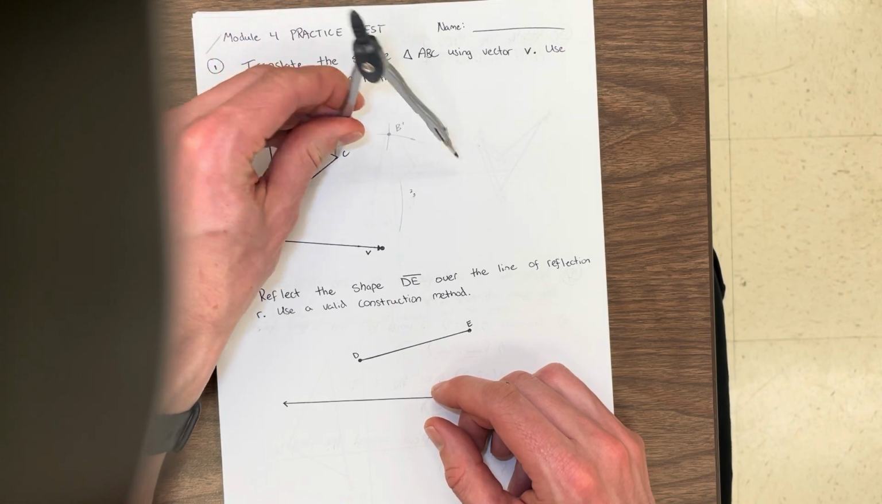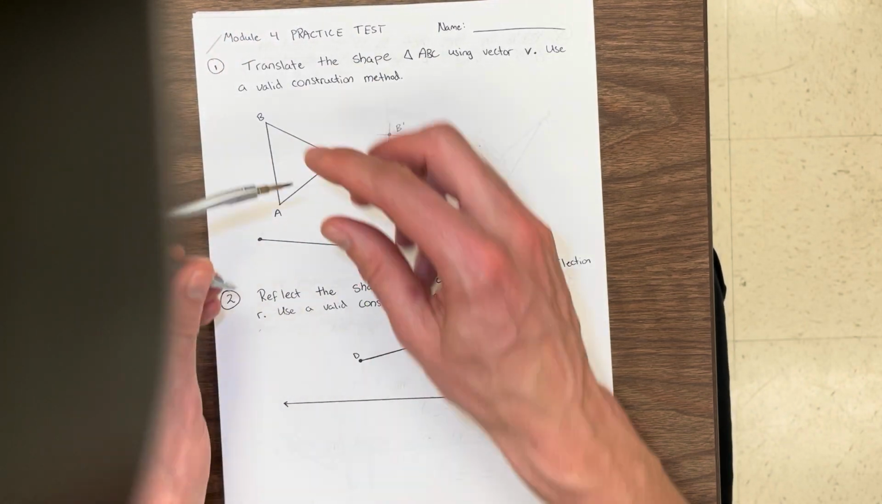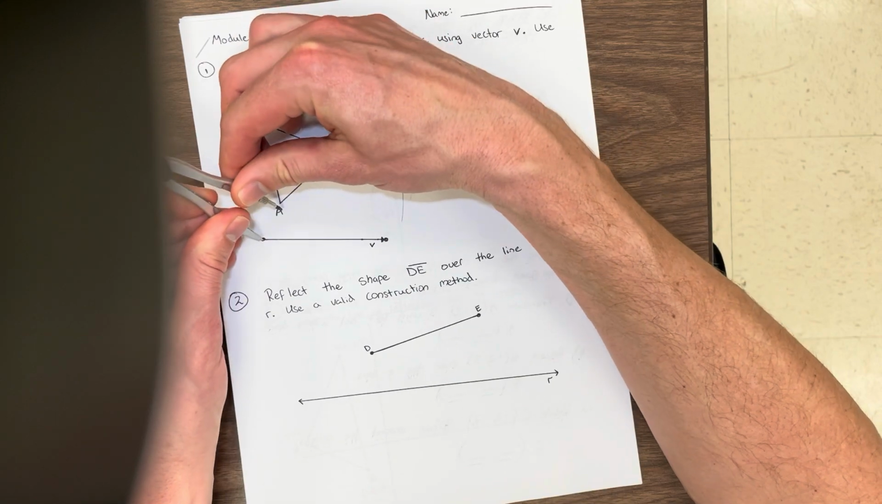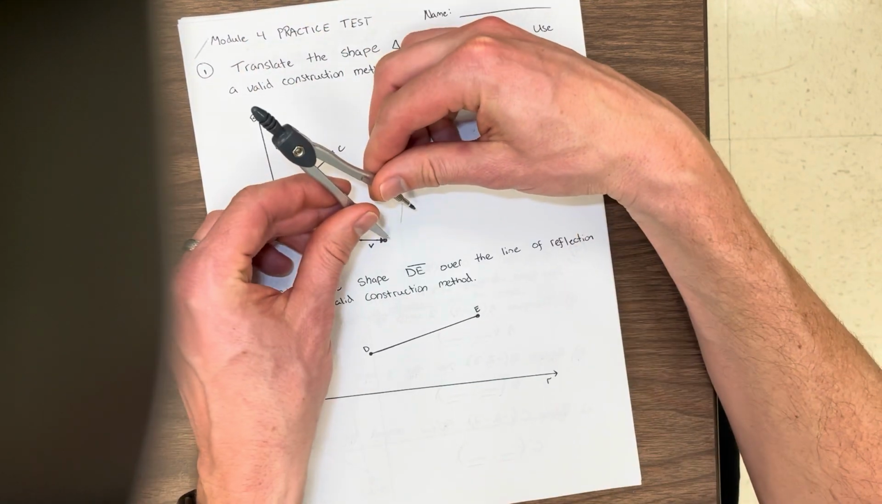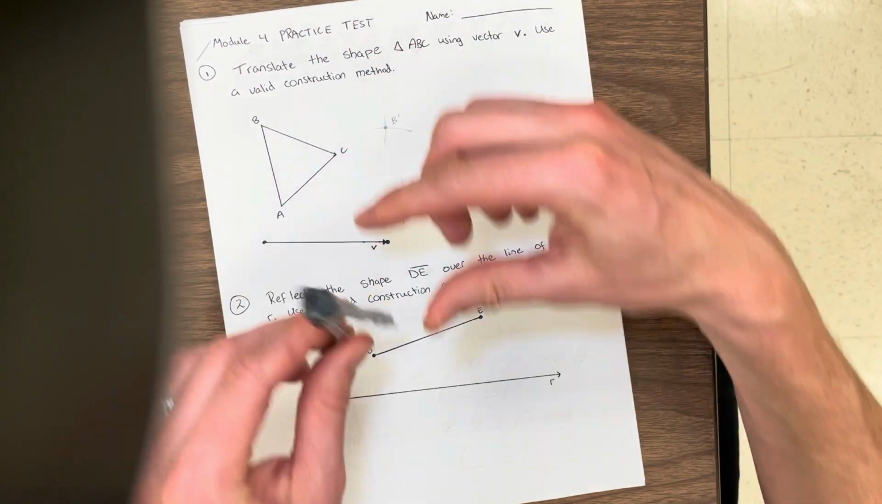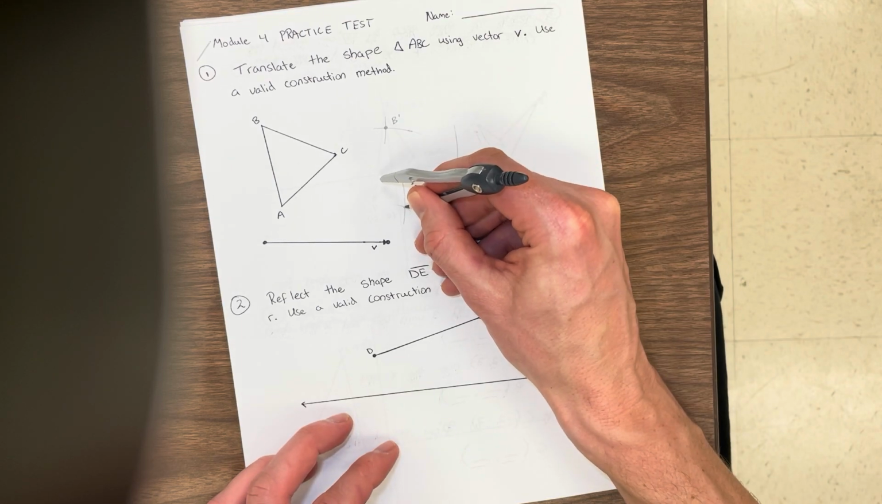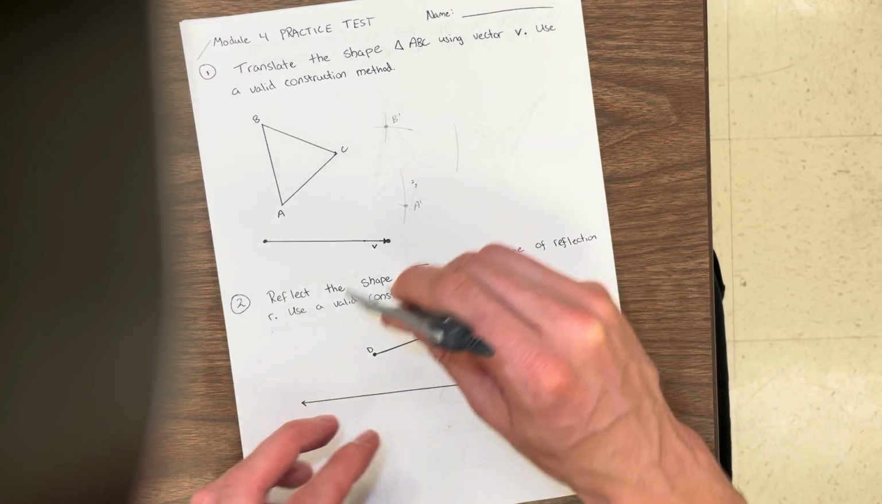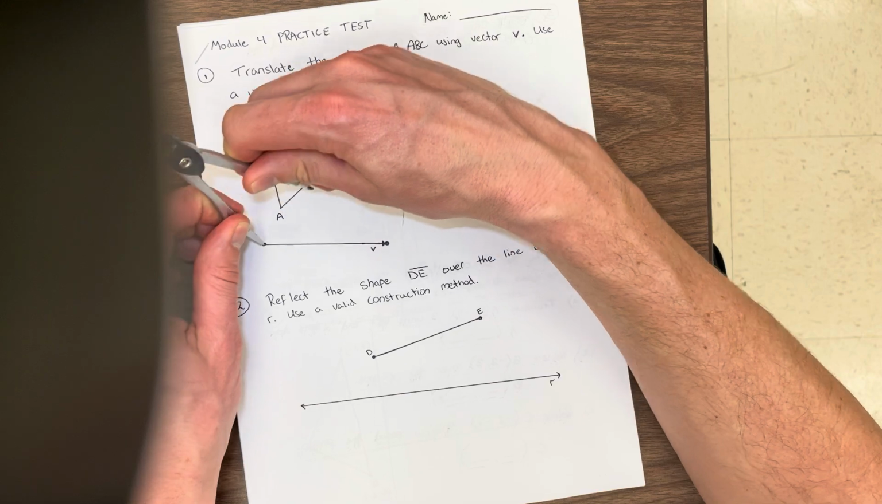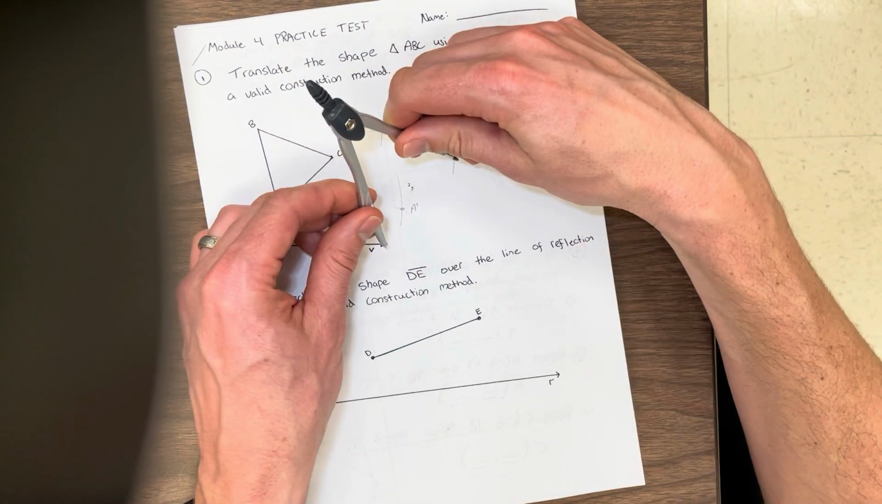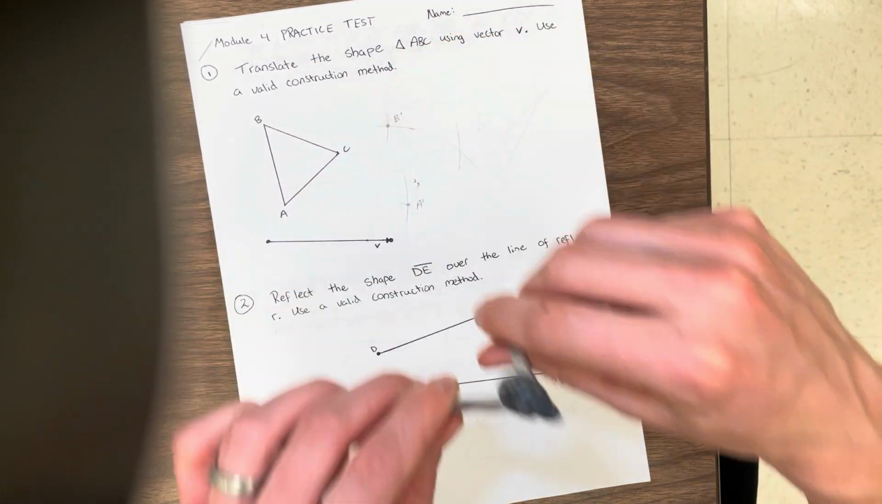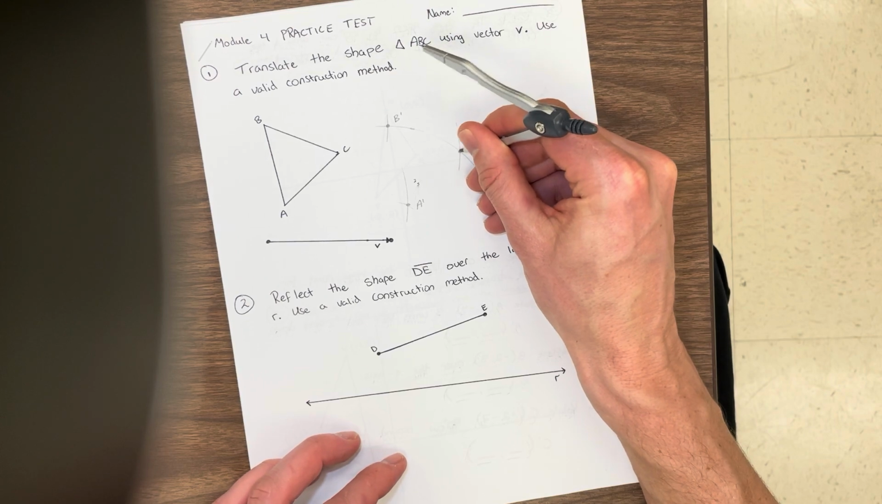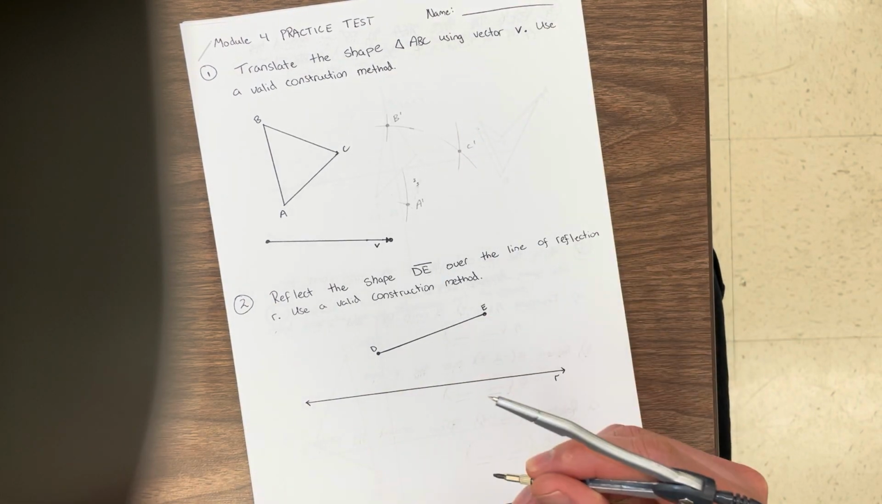Actually, I can do that from all 3 points. And then start of the vector to A, end of the vector is going to give me A prime. Start of the vector to C, end of the vector, and where it intersects that first arc gives me C prime.